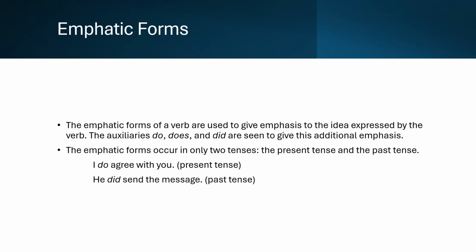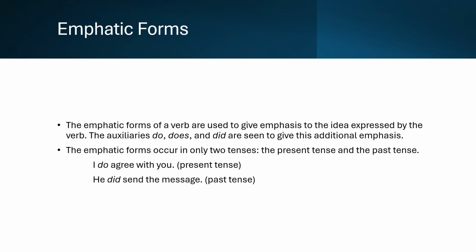So we have the emphatic form. So let's look at the emphatic form. Emphatic forms of a verb are used to give emphasis to the idea expressed by the verb. Now, the auxiliaries do, does, and did are seen to do this. Of course, some of you will say, "Oh, this is old English," but is it really? Do we not speak this? Yeah. So if you say "I do," that means the emphatic forms occur in only two tenses, either the present tense or the past tense.